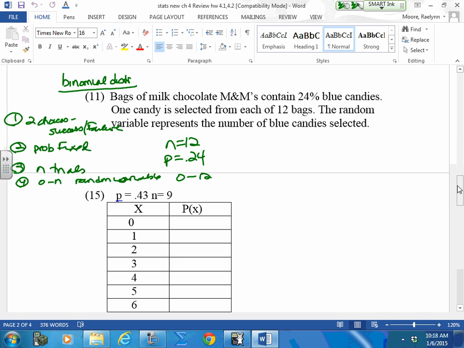One candy is selected from each of the 12 bags. They never go back into the same bag. So what is your probability that after you pick one from each one and then look at them, you have zero blues, one blue, 12 blues? A little different than picking from one bag.